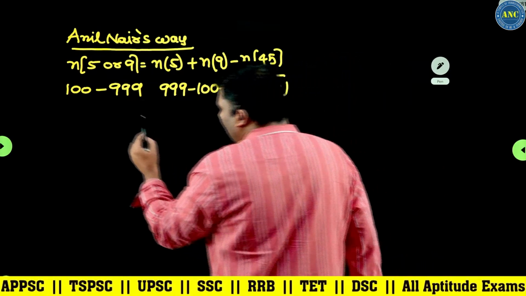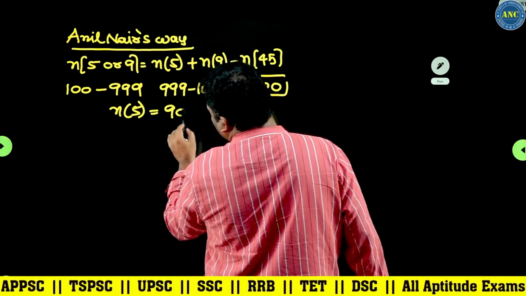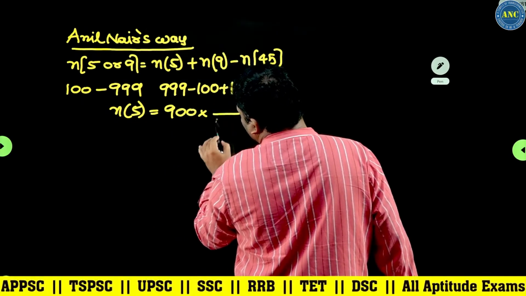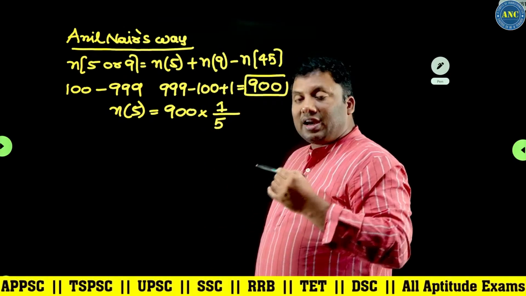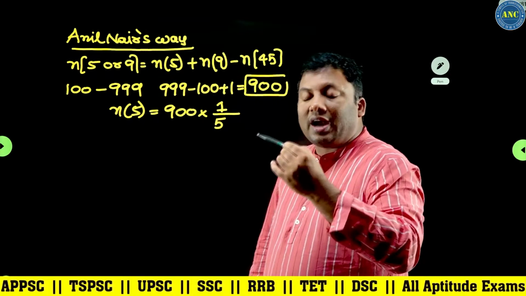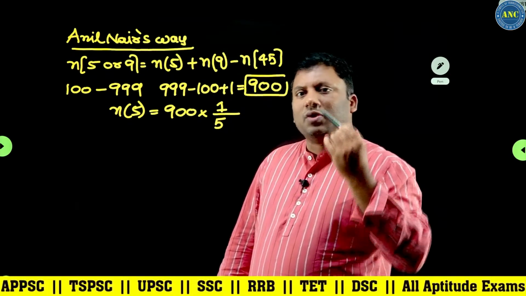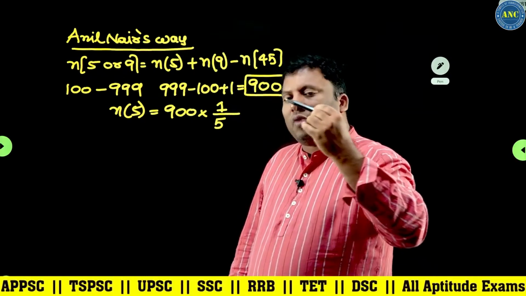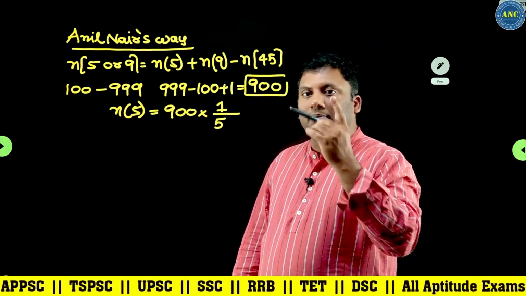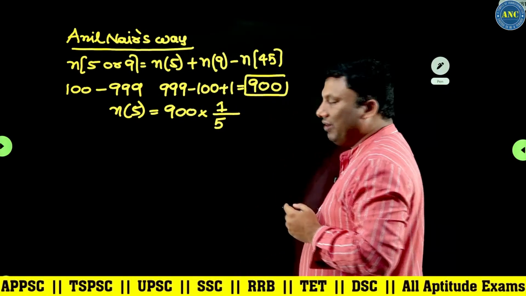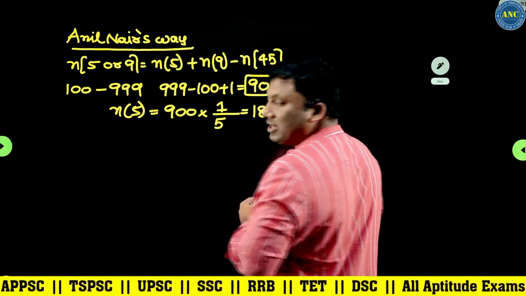Out of 900 numbers, for every 5 consecutive numbers, one number will be divisible by 5. Take 100, 101, 102, 103, 104: 100 is divisible. Take any 5 consecutive, 123, 124, 125, 126, 127: one number is divisible by 5. 900 by 5 is 180. Directly you got the answer, 180.